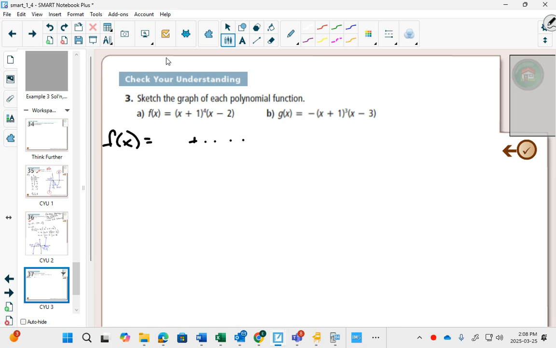If I wrote this out, this is x plus 1, x plus 1, x plus 1, x plus 1, 4 times, right? And then x minus 2. Can you see if you multiply all of your first ones together, you would get an x to the 5. Which means your end behavior acts like a line, starting bottom left, going up to top right.